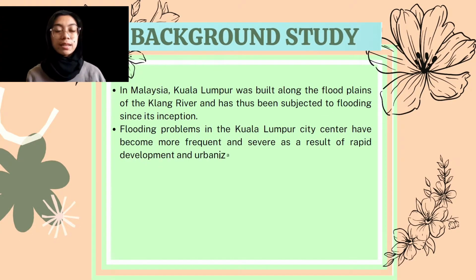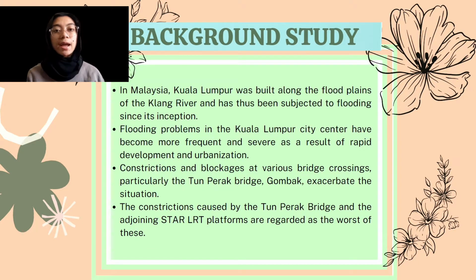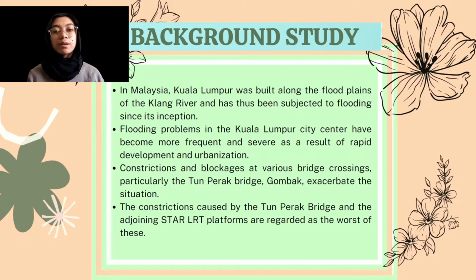For the background study, in Malaysia, Kuala Lumpur was built along the floodplains of the Klang River and has thus been subjected to flooding since its inception. Flooding problems in the Kuala Lumpur city centre have become more frequent and severe as a result of rapid development. Construction and blockage at various bridge crossings, particularly at the Tun Perak Bridge, Gombak, contribute in some way to slowing the flow of the river channel and as a result increase floods in the city centre.